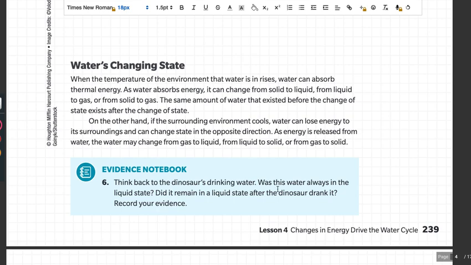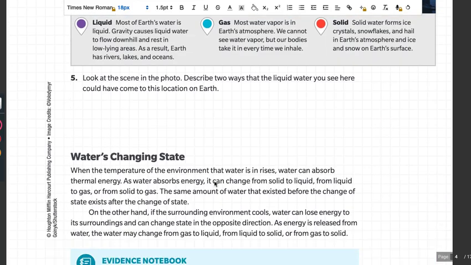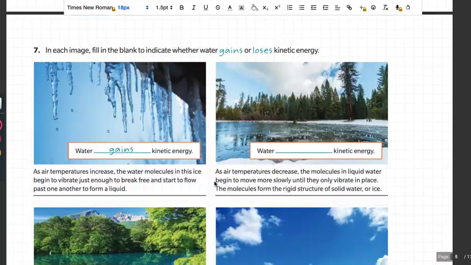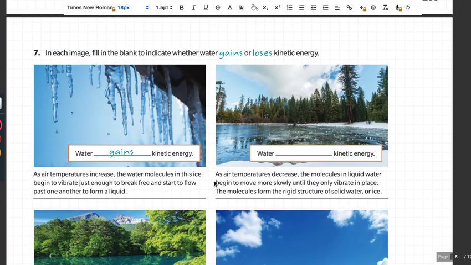Think back to the dinosaur drinking water. Was this water always liquid? Not necessarily. It could have evaporated and then rained down, or it could have frozen and then melted over time. So fill in the blank to show whether water gains or loses kinetic energy.